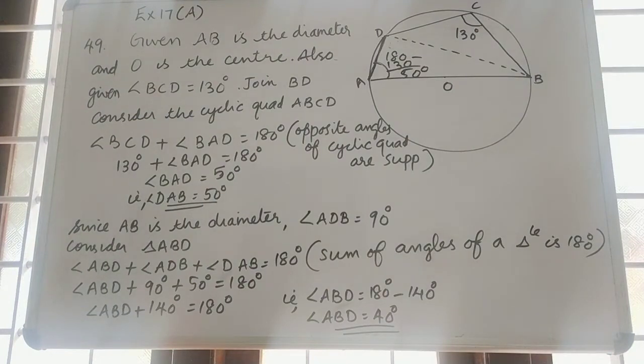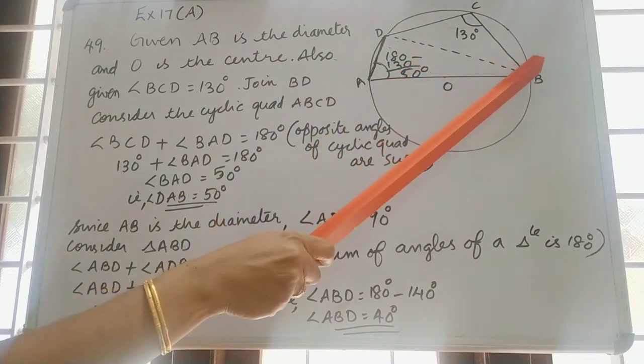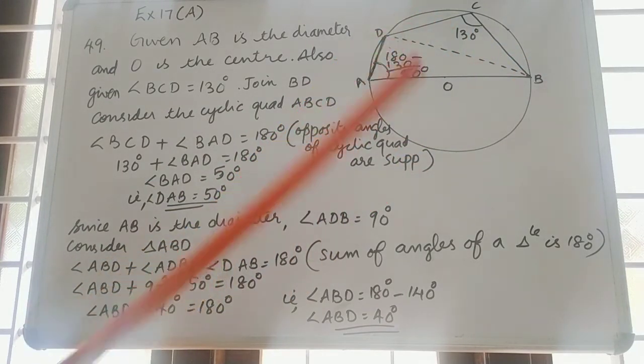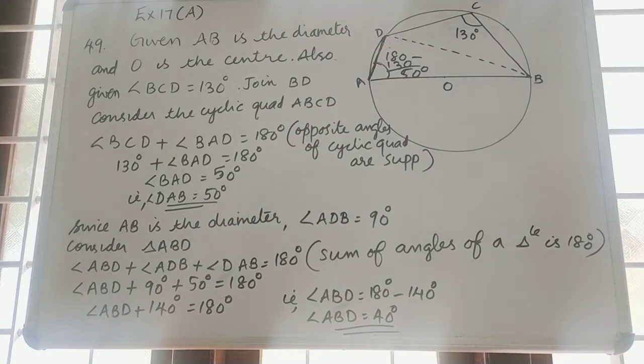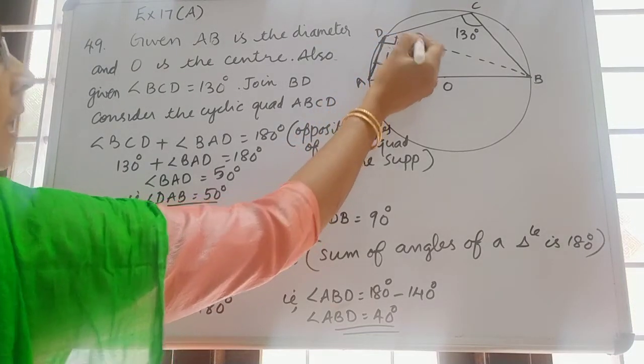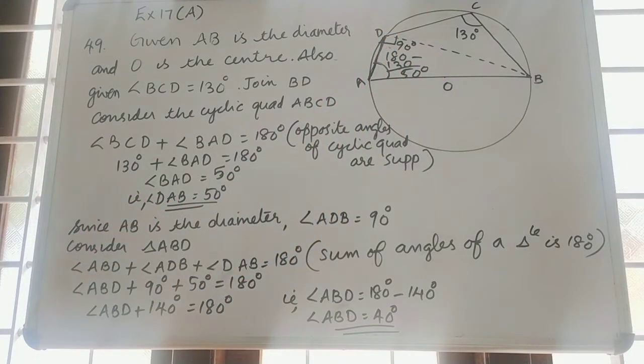Next, since AB is the diameter, what about angle ADB? AB is the diameter, given. So angle D will be 90 degrees. Why? Because the angle in a semicircle is a right angle. So angle ADB will be 90 degrees.